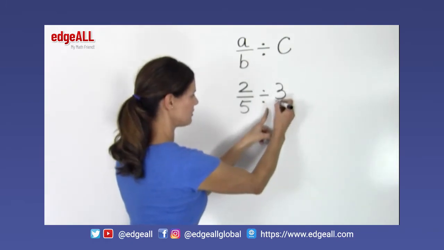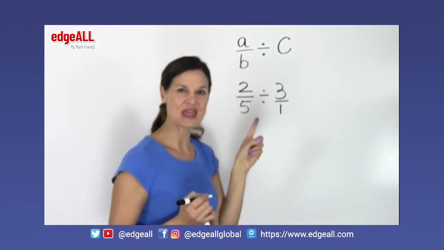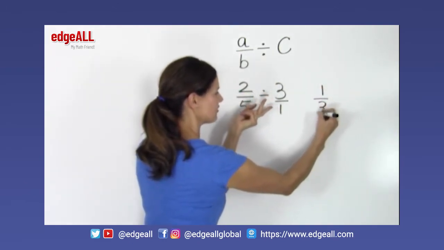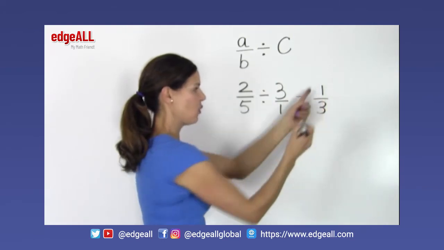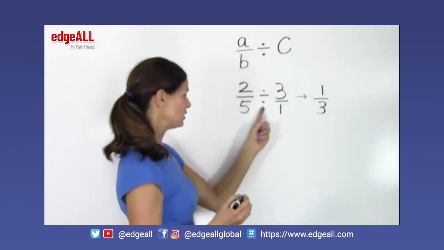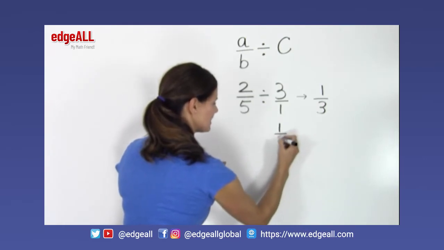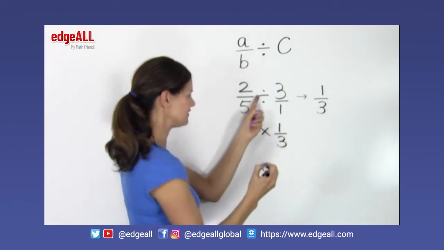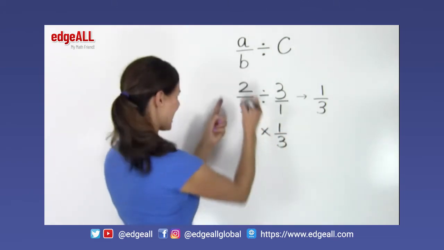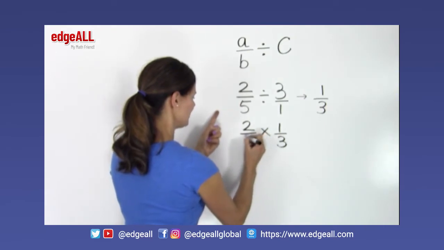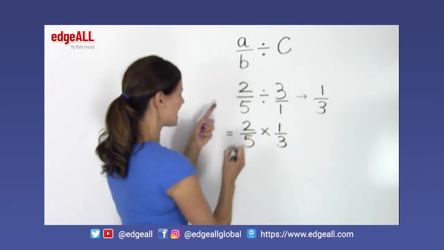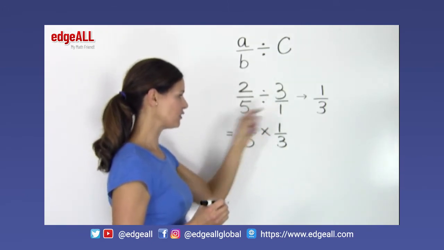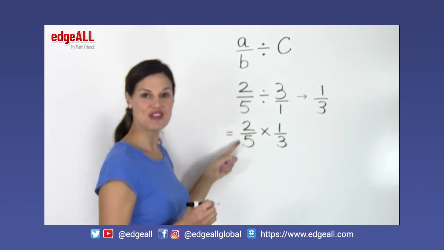So I'm going to take my whole number 3, and I'm going to imagine it as 3 over 1. And then the inverse of that is flipping over, and it's going to convert to 1/3, and I'm going to multiply. So this number here is the inverse of my whole number, 1/3. I change my division sign to multiplication, and I keep my first fraction here the same.